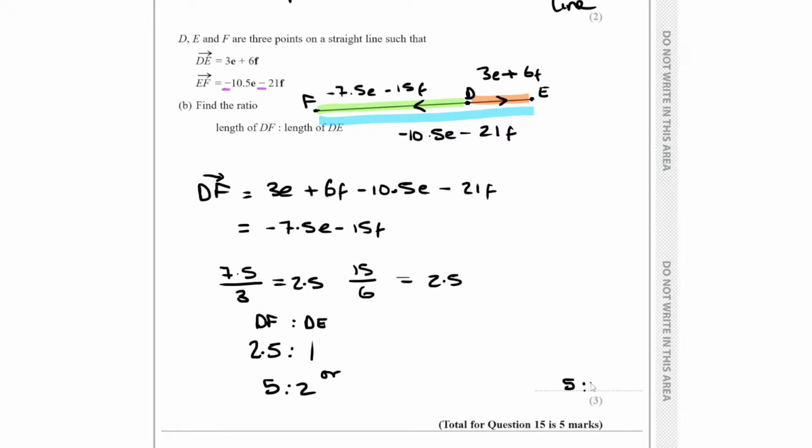Yes, I'll put 2 because that looks a bit nicer, doesn't it? That one I think is just a bit harder just because you have to figure out the way it's laid out. But beyond that, the actual maths isn't that difficult. So that's 3 marks, 5 marks in total for question 15.